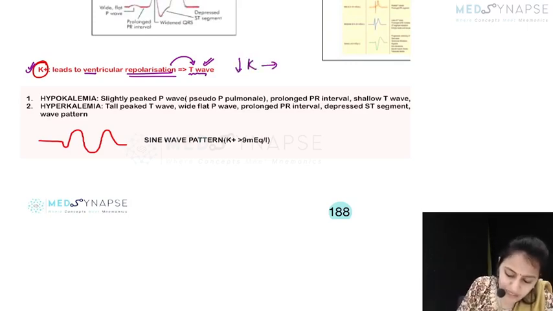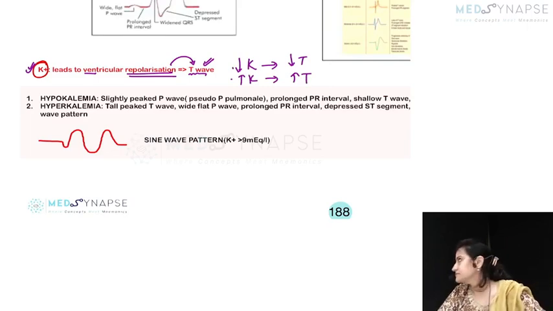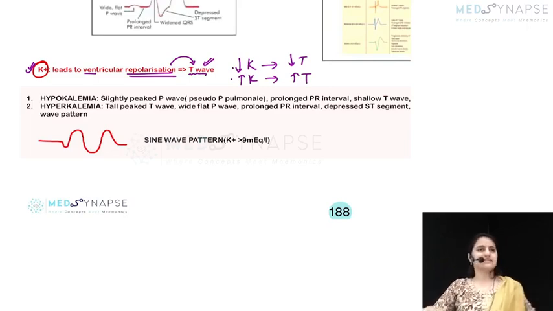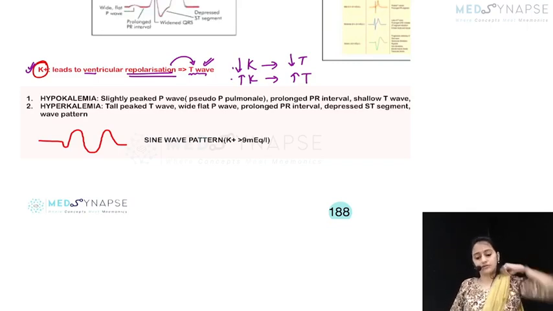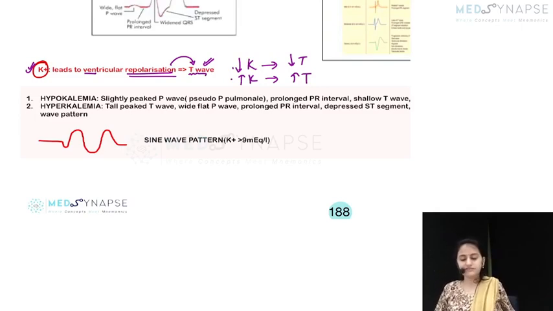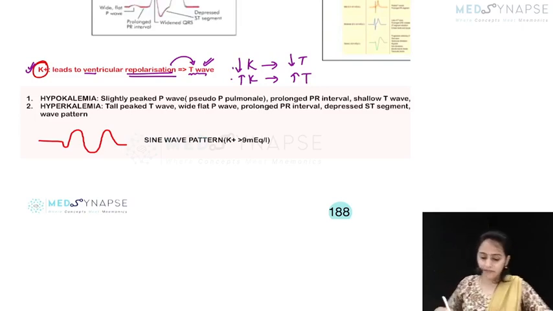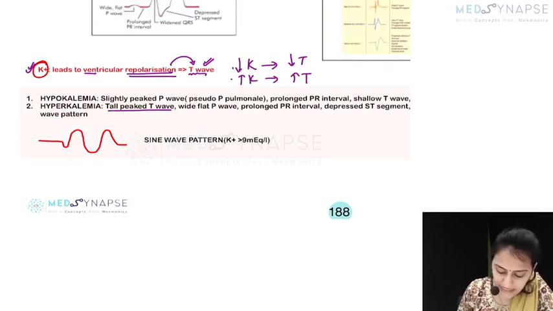So decrease potassium, decrease T wave. Increase potassium, increase T wave. So potassium basically is T wave. Hypokalemia, the T wave will go down. Hyperkalemia, what is the first ECG finding in hyperkalemia? Tall tented T waves, right? So increase the potassium is increase the T wave.